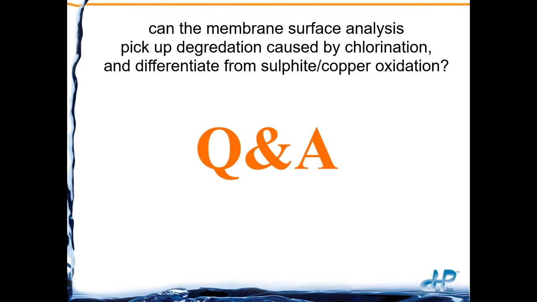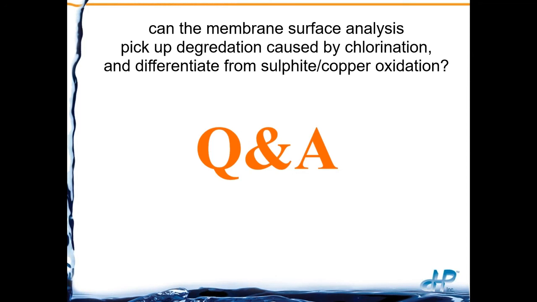Next question. Can the membrane surface analysis pick up degradation caused by chlorination and differentiate it from the sulphite copper oxidation? First, can surface analysis pick up degradation caused by chlorination? Generally what we're looking for on that is, of course, the vacuum hold test and then the dye test. If we have those two fail, we will also do what's called a Fujiwara test. Fujiwara is a test looking for halogens that could come in contact with the membrane. There can be a lot of false positives with Fujiwara, so we don't usually do it, but sometimes we'll do the Fujiwara.